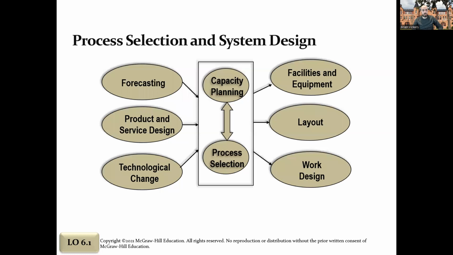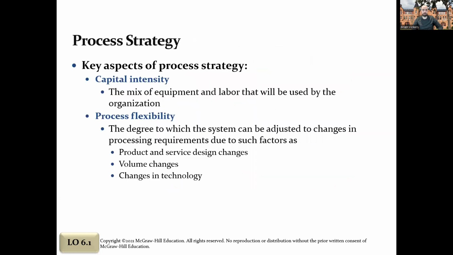On the selection and design, everything that feeds into it and comes out of it, you've got your forecasting that we talked about in Chapter 3, the design of your service, any kind of technological improvements that help you do your capacity planning and your process selection. And once you've decided on that, you then build your facilities, order your equipment, complete the layout, design the type of work you do. That's the flow through from the previous chapters to our current.